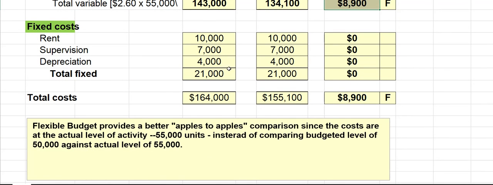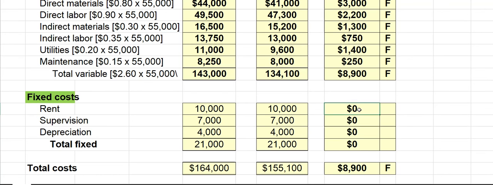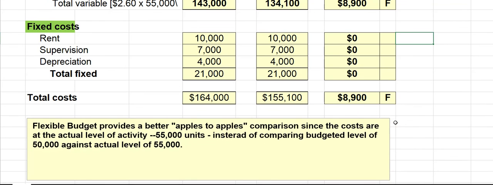Fixed cost, we are anticipating no change within the relevant range as the activity level changes. That's the nature of fixed cost by definition. And so you will notice that the budgeted and the actual for fixed stay the same. So the variance is 0, and so there is no designation of favorable or unfavorable.